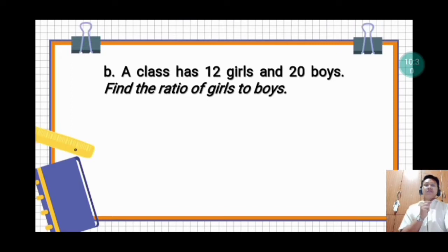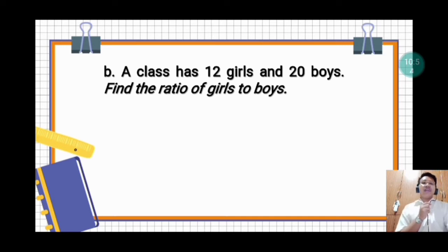Another examples. A class has 12 girls and 20 boys. Find the ratio of girls to boys. So another, I'll be giving you 2 minutes, and after that we are going to solve it together to find out if your answers are correct. Okay? Okay, class, your time is already consumed. So let's start solving the problem.